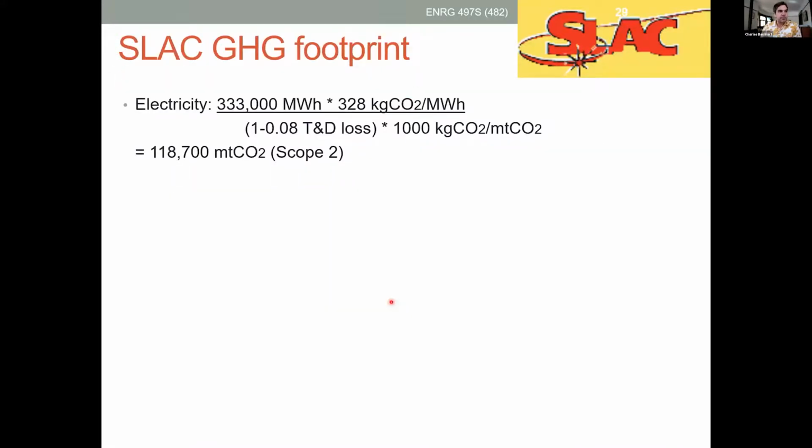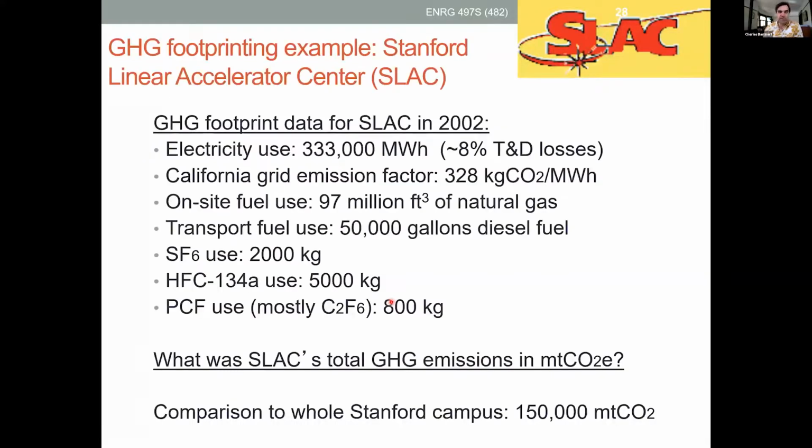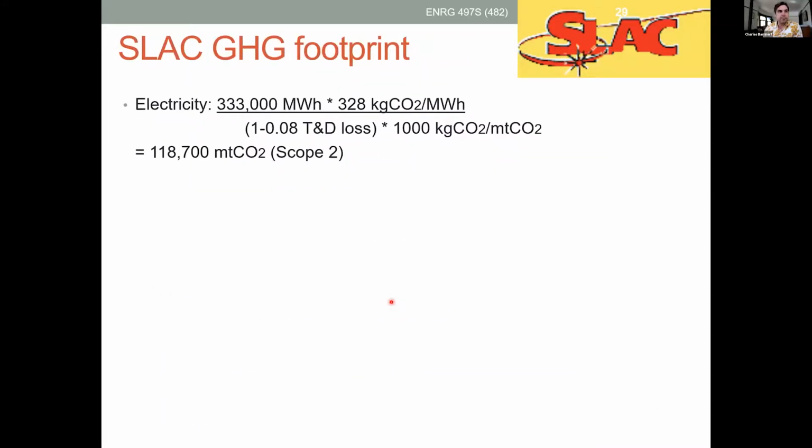All right, so electricity. Let's start with scope 2. 333,000 megawatt hours, that's the amount of fuel used, multiplied by the carbon intensity, 328 kilograms of CO2 per megawatt hour, divided by that 0.92, which is the 1 minus transmission losses, and then a conversion factor from kilograms to metric tons. That's 118,000 metric tons of CO2 per year. So we're already almost at campus's level, and that's just because universities aren't very energy intensive, right? Just a few PowerPoint slides going on, not big, heavy machinery.